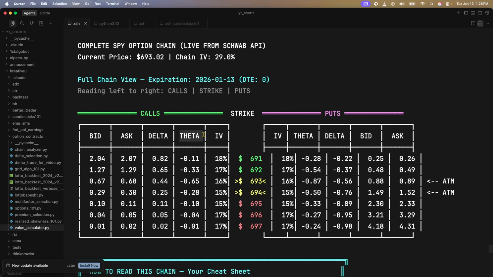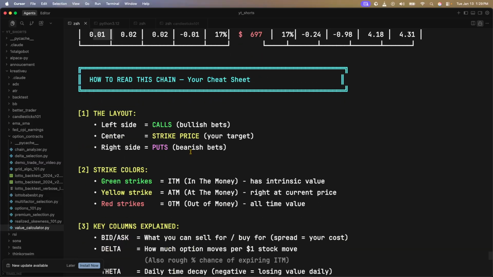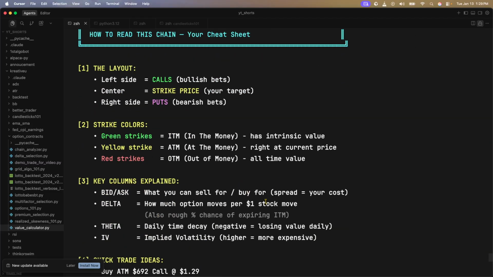And then theta is how much money we're losing per day. And then implied volatility is going to let us know how wild the market is for that particular strike price. So at 691, we're seeing it costs like $82. I mean, anywhere between 200 and 204 for a call, and anywhere between 25 and 26. And then when we go to 697, it's going to be anywhere between 418 and 431 for a put. And then for a call, it's going to be damn near, this is OTM like crazy. All right, so that's how to read it, we talked about it. Bids are when you sell. All right, perfect.